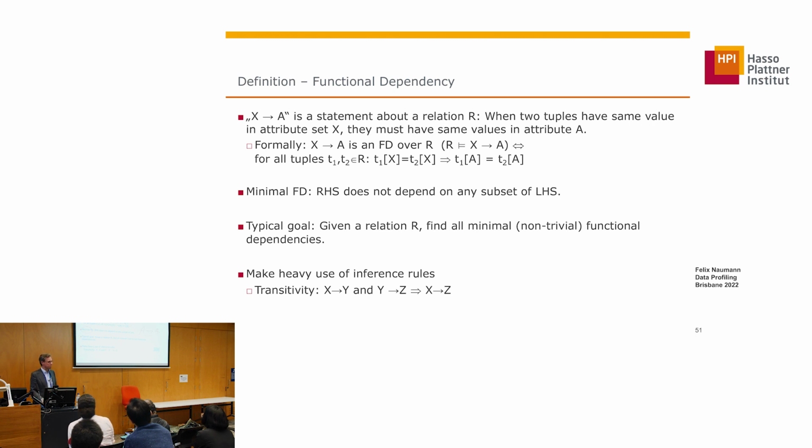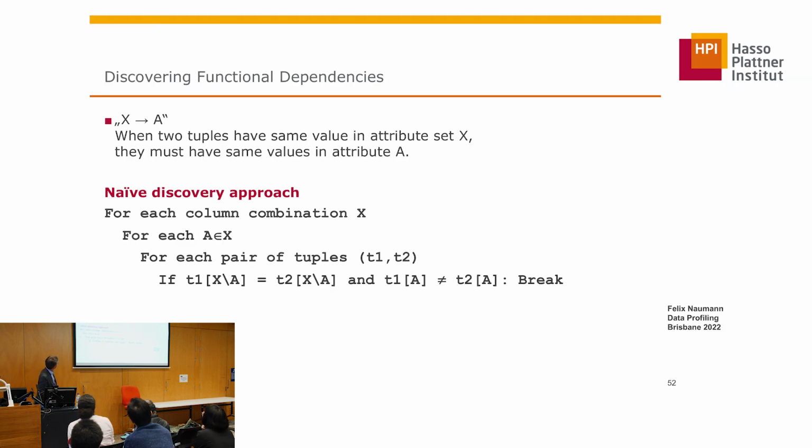If you don't have such cool ideas, you could come up with a naive solution. The naive solution, the baseline, if you will, would be the following. For every column combination that could be the left-hand side, and then for each attribute that's going to be the right-hand side of the functional dependency, and then for each pair of tuples, if they have the same value on the left-hand side but not on the right-hand side, then it's not a functional dependency. Otherwise, you give that as a functional dependency.